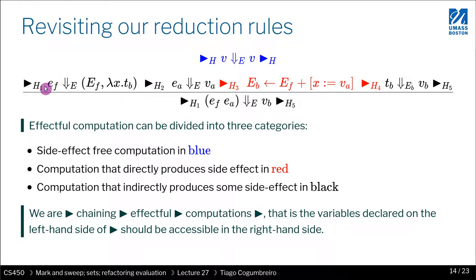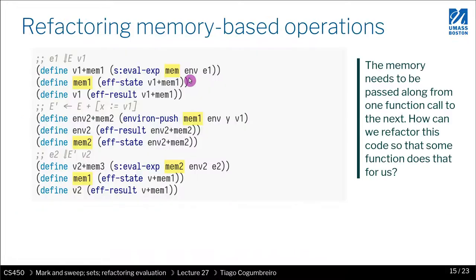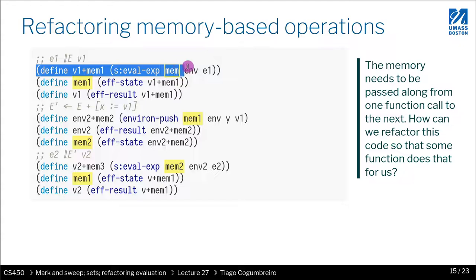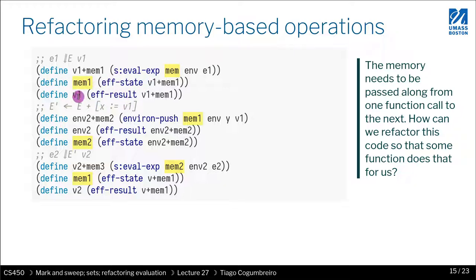So in this case, let's look at this one, which is easier. If I'm evaluating EA, the return is these two things, and this is an EFF. So EFF state will return H3, and EFF result will return V of A. So this is an example of how you can program that. I just take both and then I unpack them and I create a variable for all three of them. Okay, so now I have my new memory and I have my new value.